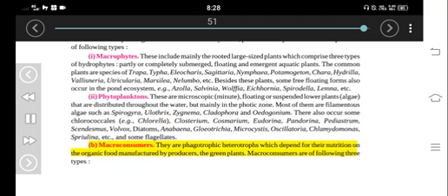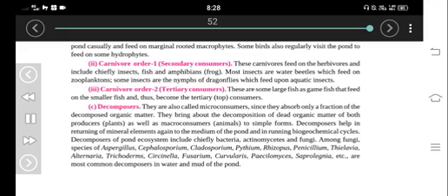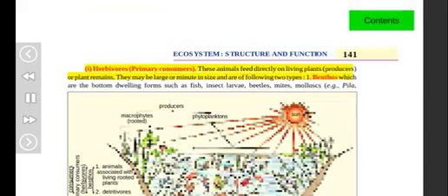Macroconsumers. They are phagotrophic heterotrophs which depend for their nutrition on the organic food manufactured by producers, the green plants. Macroconsumers are of the following 3 types. Herbivores, primary consumers. These animals feed directly on living plants, producers, or plant remains. They may be large or minute in size and are of the following 2 types. 1. Benthos, which are the bottom-dwelling forms such as fish, insect larvae, beetles, mites, mollusks, e.g., Pila.